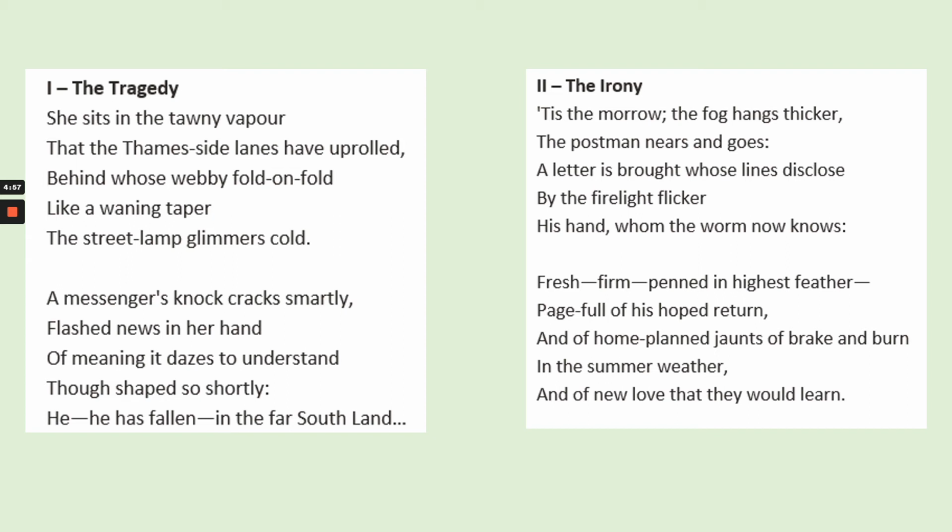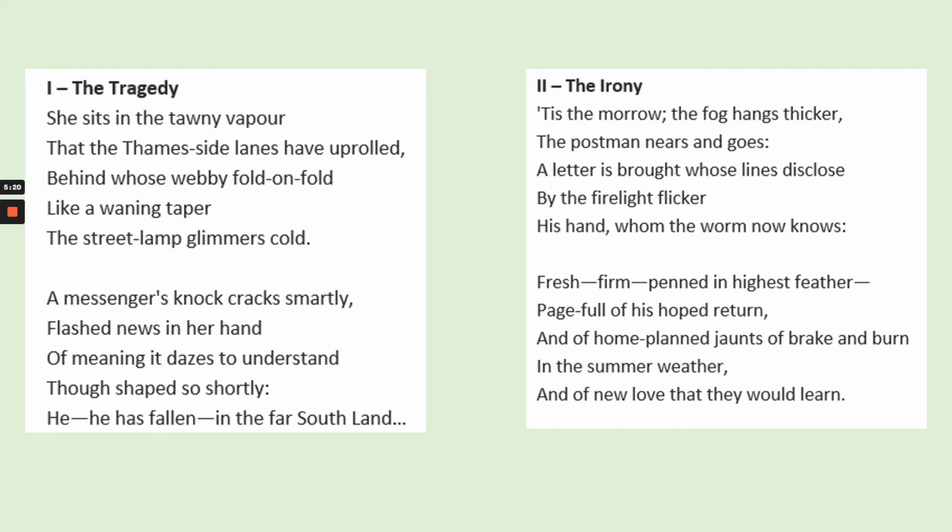So in the simplest essence, this poem, in the first half, if you will, in the tragedy section of the poem, we find out that the wife who is in London, sitting in the tawny vapour, sort of this polluted area where she's sitting alongside candlelight, and outside it's cold and the street lamps are on, she receives a telegram.